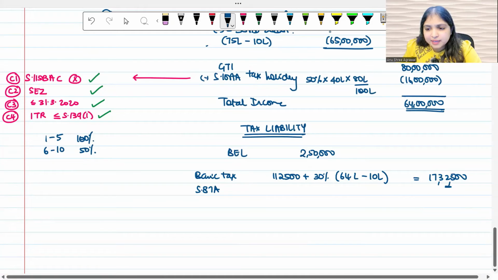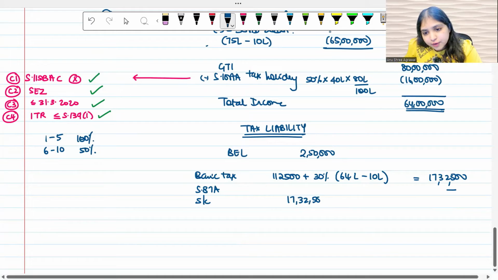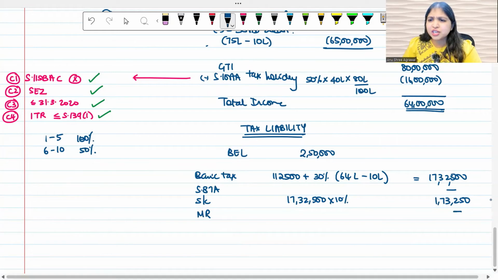Then will we have any 87A rebate? No 87A rebate, guys. Total income is more than 5 lakhs. But will we have surcharge? Yes, total income is more than 50 lakh. More than 50 lakh up to 1 crore, surcharge rate is 10%. So 17,32,500 into 10%, that is 1,73,250. This is going to be your surcharge. Will we have any marginal relief? Not really, because our income is far away from 50 lakhs.